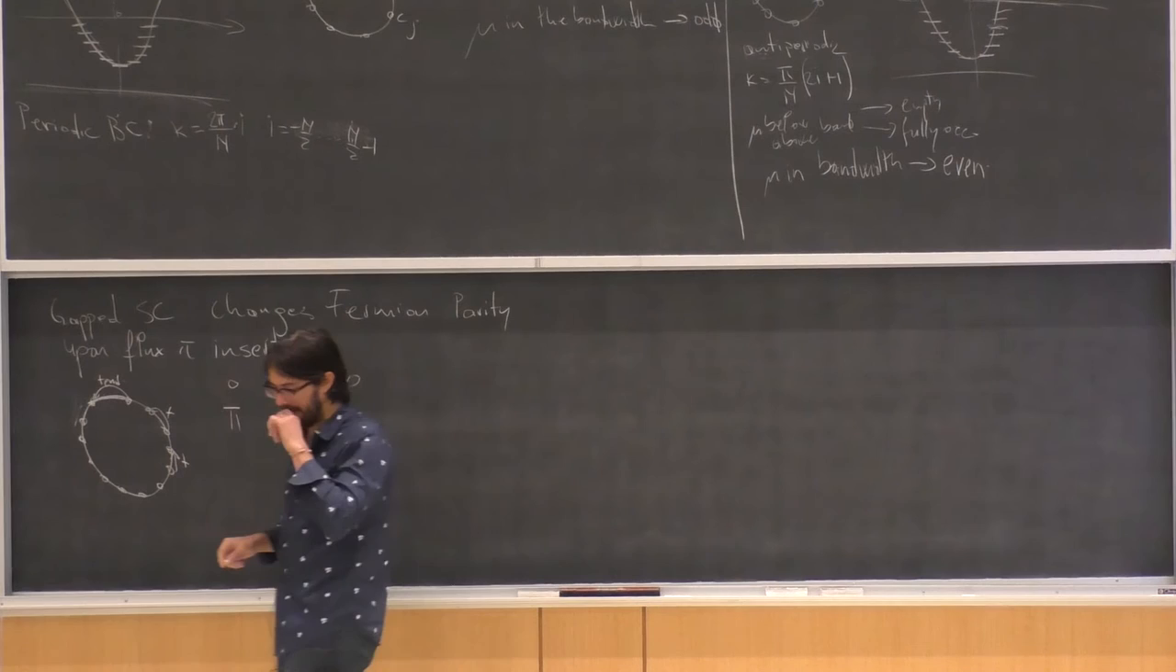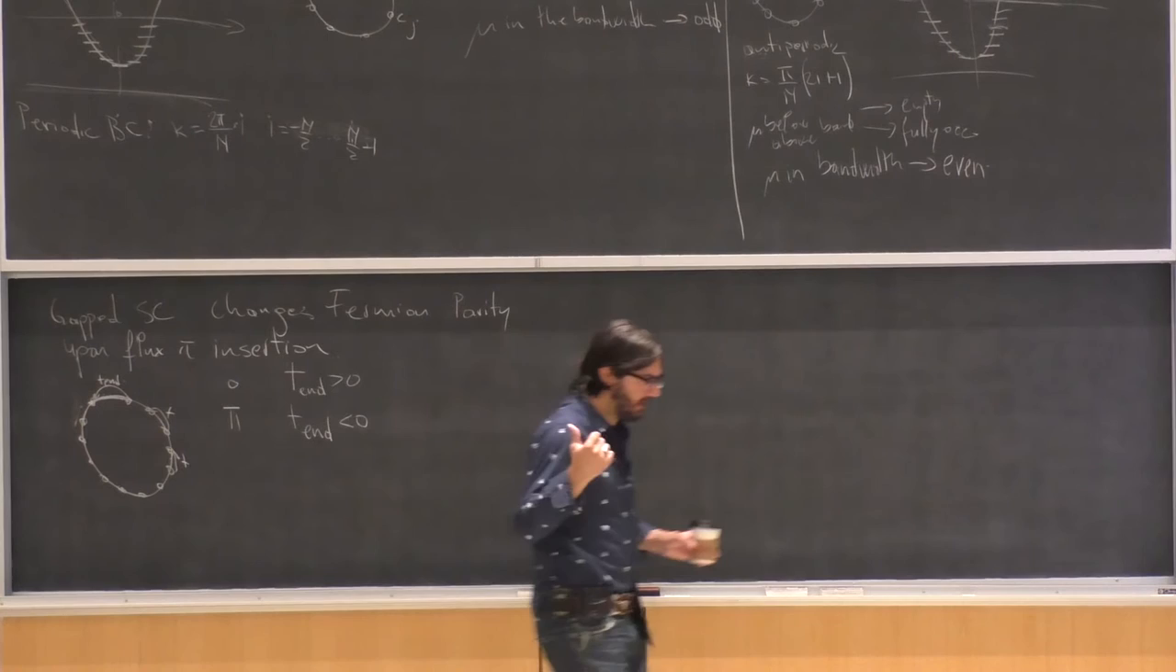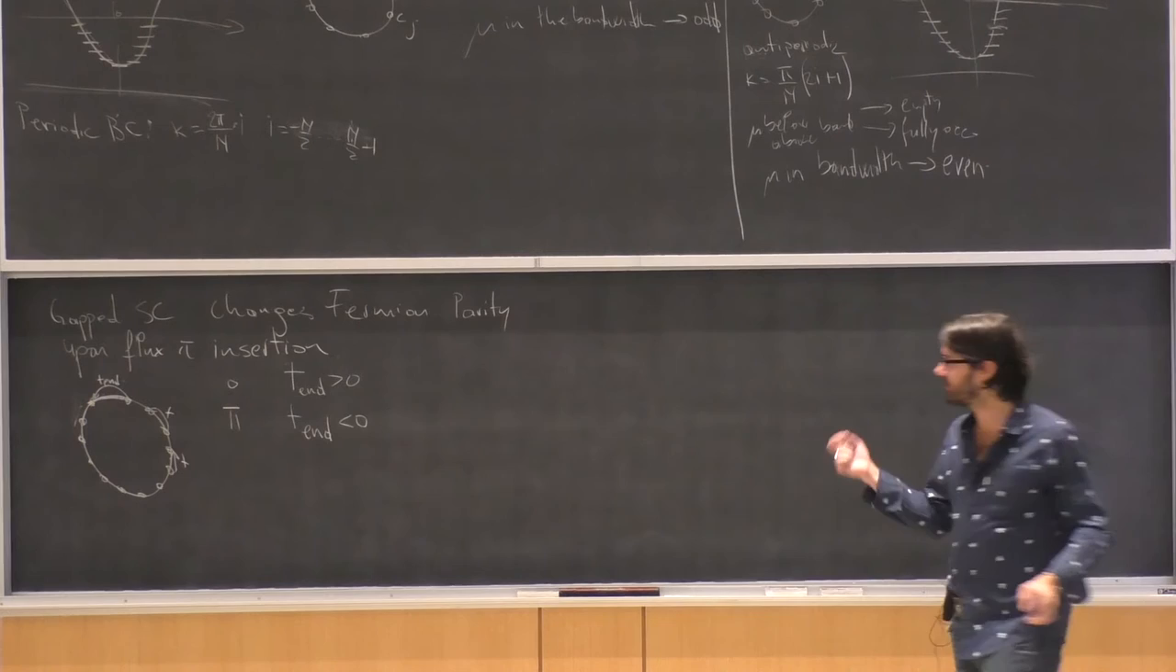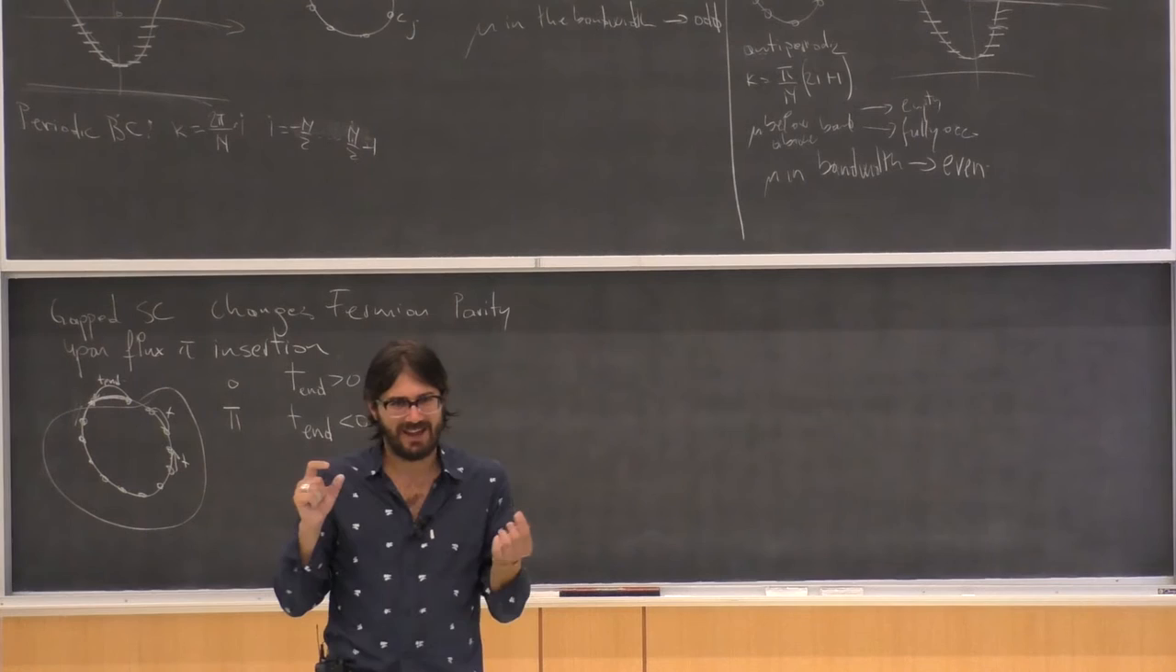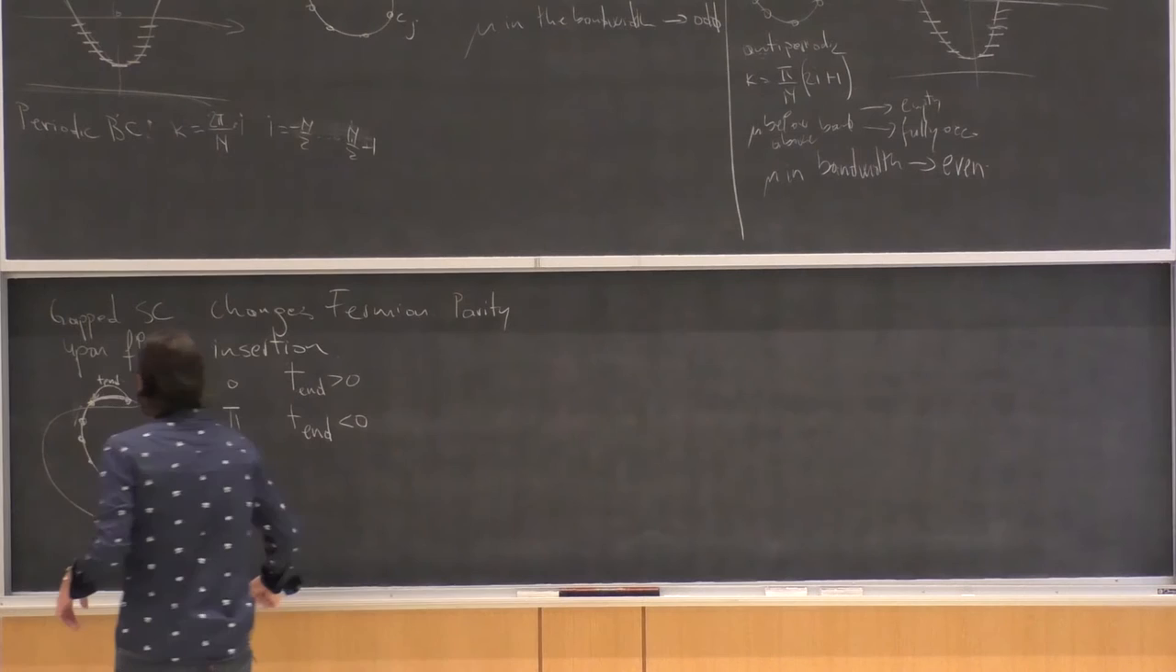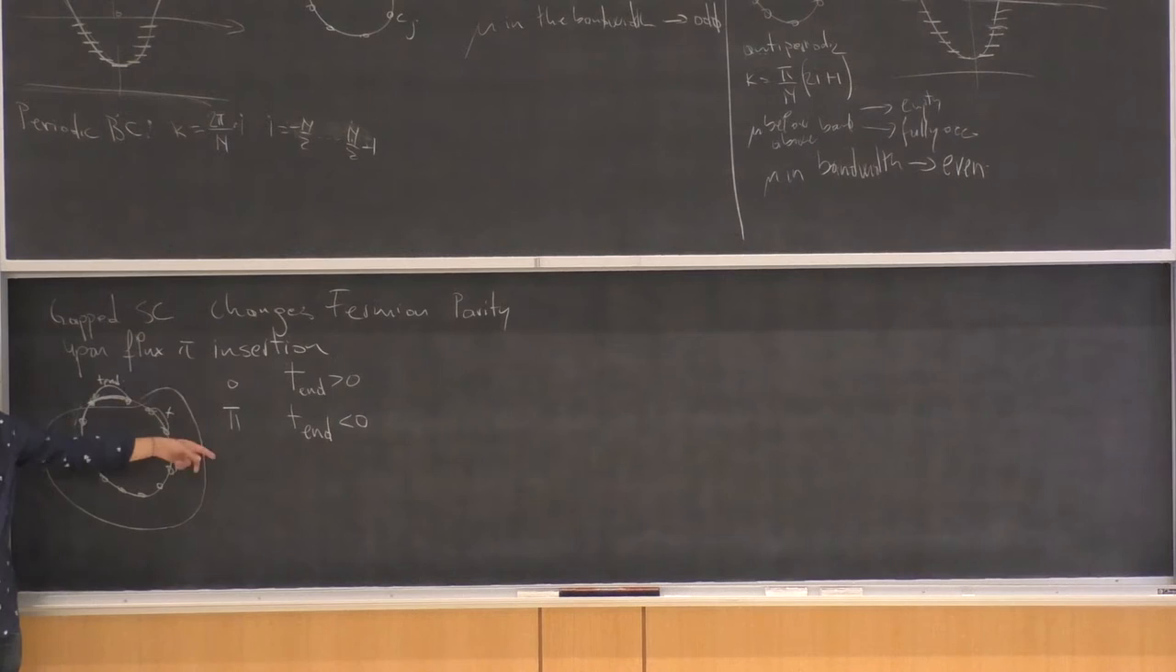So now this system has changed fermion parity. There are several things that you have to notice. The bulk here is gapped. Okay? Everything is gapped in the bulk. I've made no transformation. I kept the bulk. I just haven't added flux on the bulk. I've added flux just on the edge. So nothing from here can actually contribute to this changing ground state character.